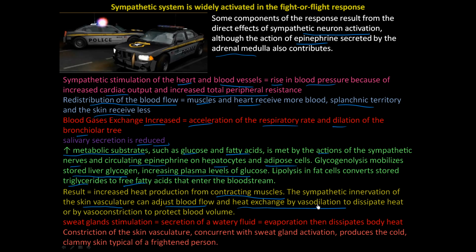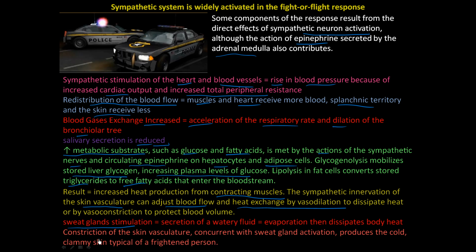So if you're getting hot, your skin is going to cause vasodilation, and that is going to dissipate heat, or it can undergo vasoconstriction to protect the blood volume. Your autonomic nervous system automatically balances that, which I am grateful for, that I don't have to keep control of that. Sweat gland stimulation also occurs: they secrete a watery fluid, also known as sweat, and the evaporation then dissipates body heat. So through the evaporation of sweat, our body dissipates heat.